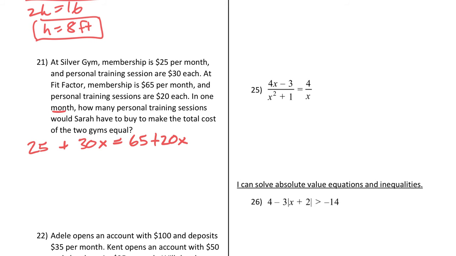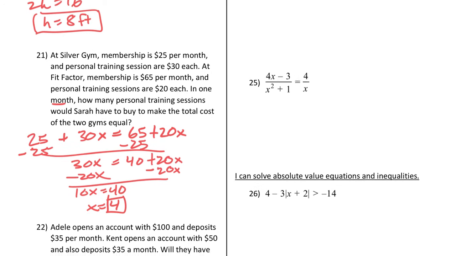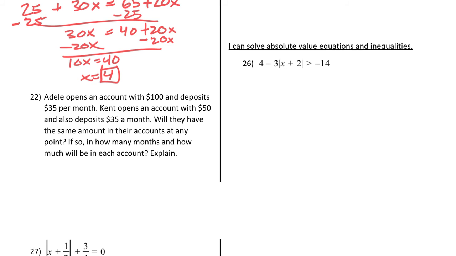There is our equation. So we subtract 25. You get 30x is equal to 40 plus 20x. Subtract 20x, and 10x is equal to 40, so x is equal to 4. 4 training sessions.